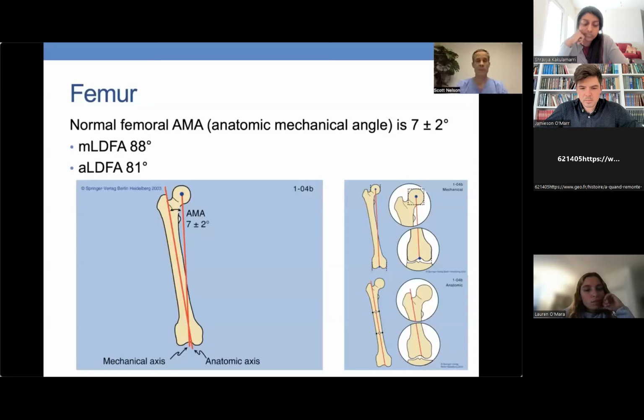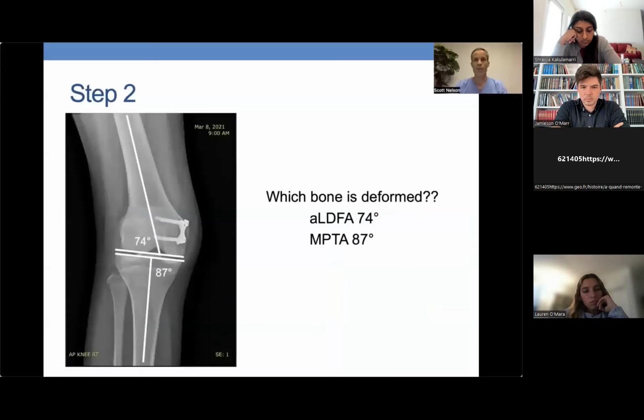And that's important for us, especially as surgeons working in Haiti, because we don't always have an X-ray showing the femoral head and the knee on the same view. So in this example, this is step 2 still, we ask ourselves, is this deformity coming from the femur or is it coming from the tibia? Well, we measured the anatomic lateral distal femoral angle, and it's 74 degrees. The medial proximal tibial angle is 87 degrees. So that tells us that this valgus deformity here is a result of a deformity in the femur.